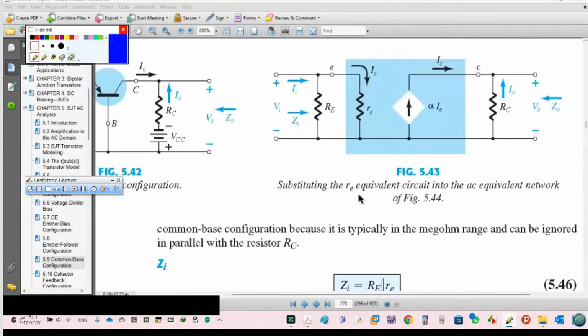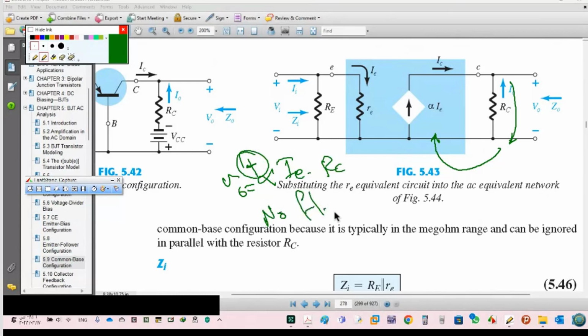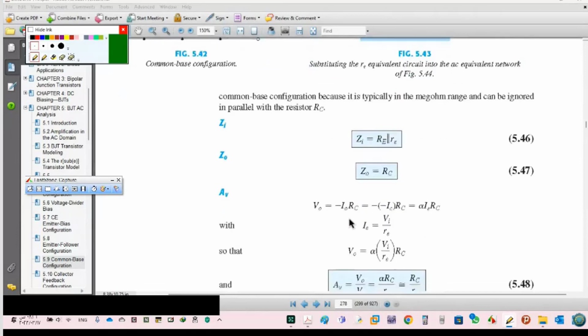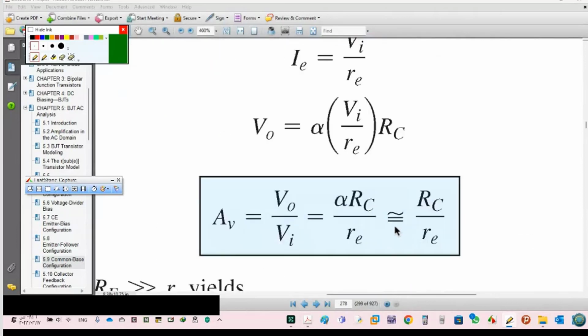I want to share, I compare again common base with common emitter. See here, this is from up to down. Continue here. So V out here is in the same direction, so it's alpha IE with RC. So here, no flip, in phase. So just the common emitter flips the phase of the voltage, and in common base there is no flip on the voltage. See here, RC over RE.